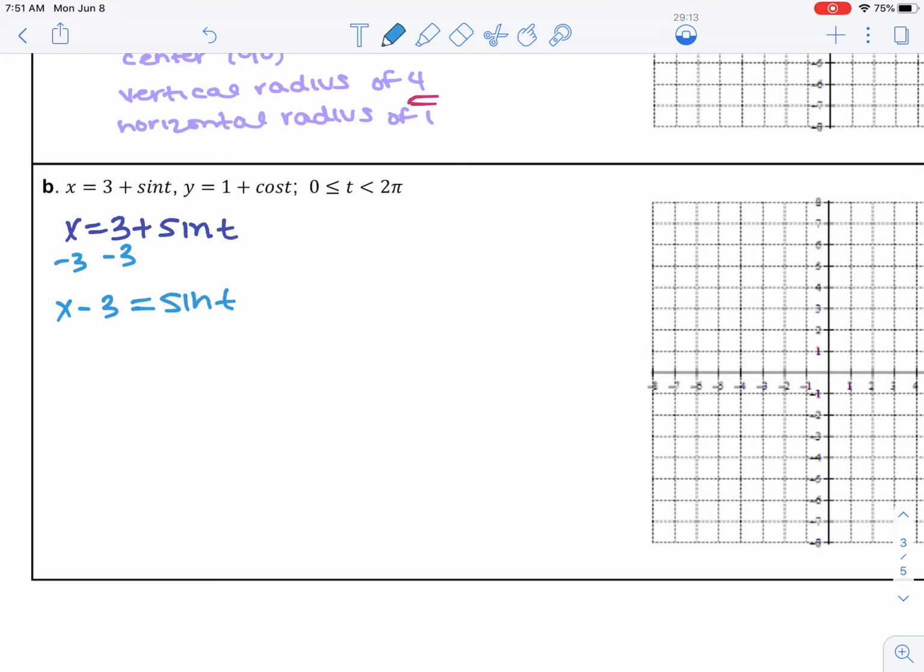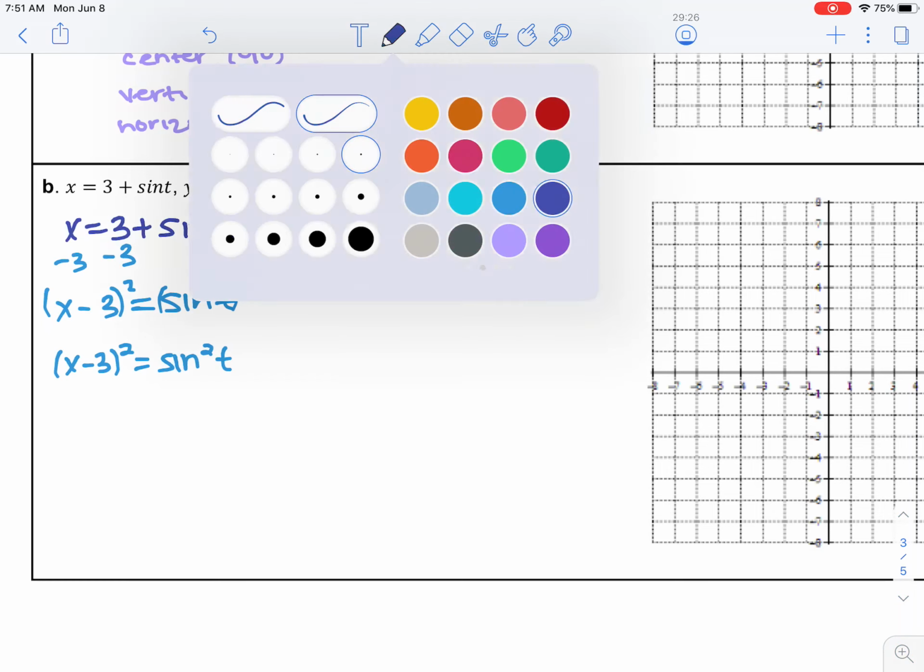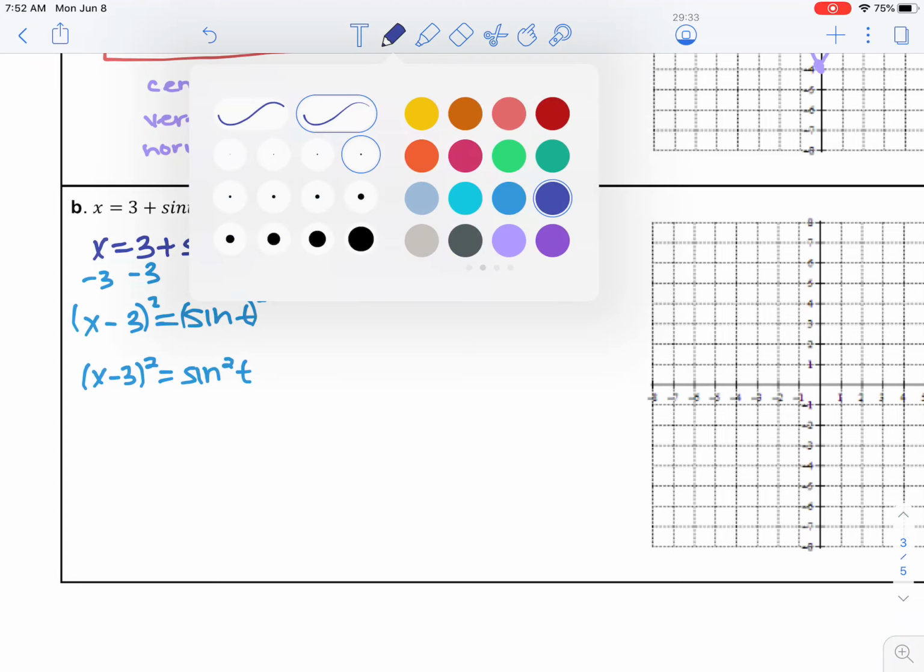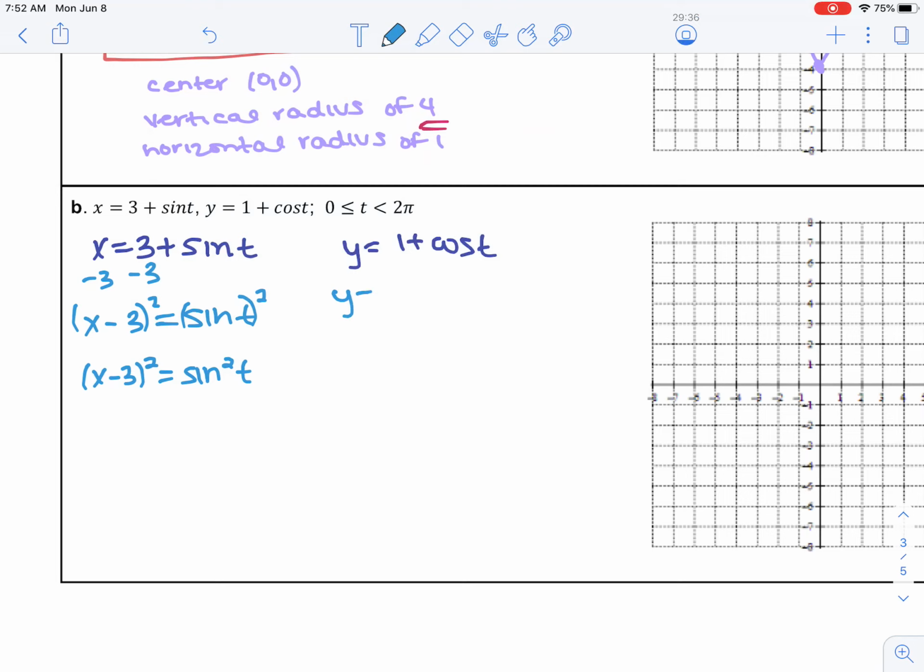And then here we're able to go ahead and square each side to find that x minus 3 squared is equal to sine squared t. Okay. And then in our y equals 1 plus cosine of t, we'll do something similar. We'll subtract over y minus 1 to get cosine of t, and then we will square both sides here, and we'll find that y minus 1 squared is equal to cosine squared t.